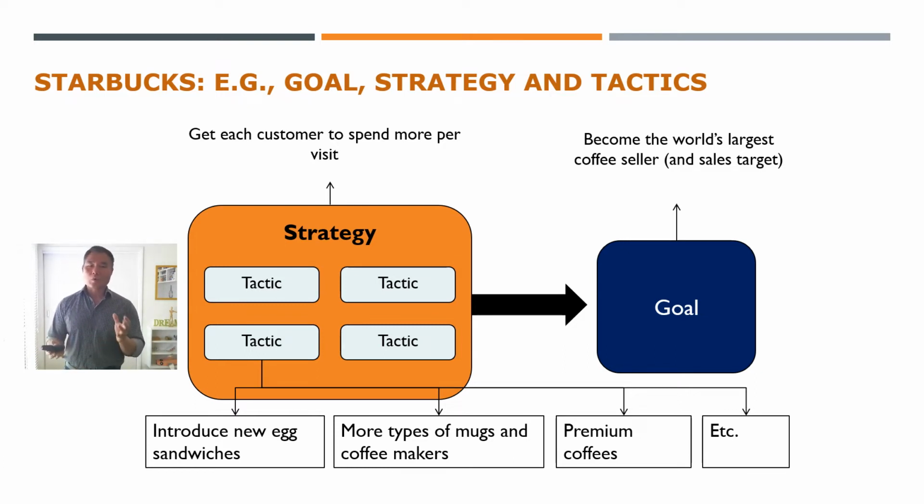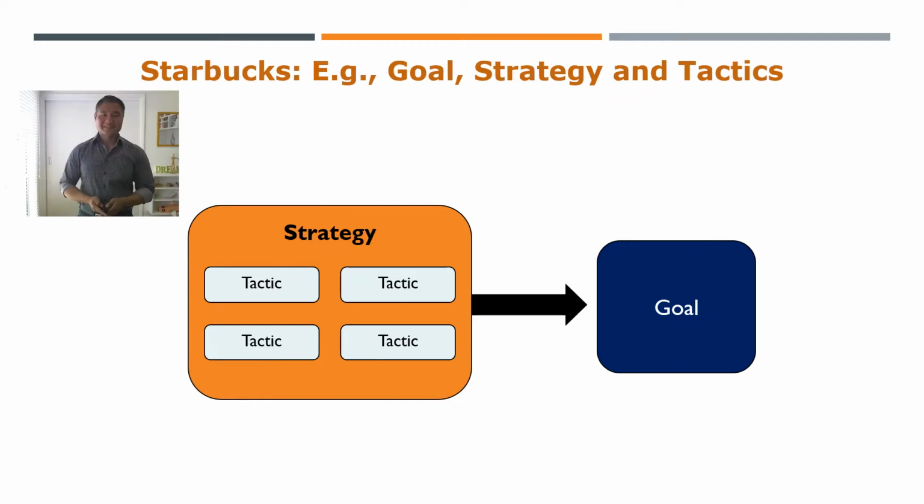So this is just one example of how a certain goal can be achieved through a certain strategy, and that strategy leads you to make decisions about the type of tactics you're going to execute. In the next slide, I'll talk about the same goal achieved through different strategy and different tactics.